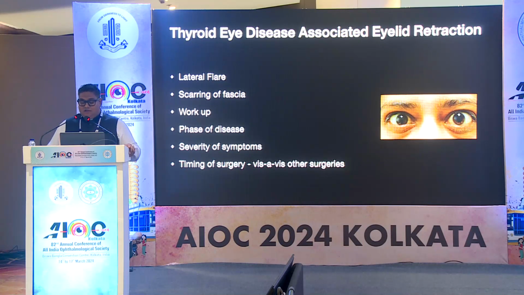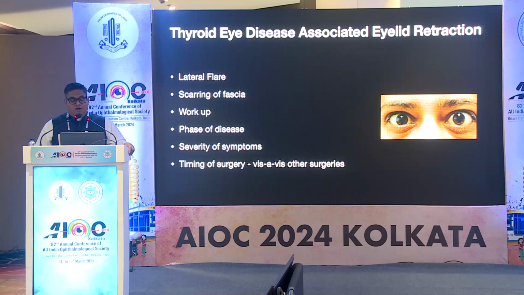The lid retraction is clinically visible by the scleral show that you see superiorly, where typically the lid should rest 1.5 to 2 millimeters below the upper limbus, but here instead it is resting 2 millimeters above the limbus. The lateral flare occurs because in thyroid eye disease there is initial scarring of the fascia between the lacrimal gland and the levator muscle, which is present superolaterally, causing a superolateral lift in the eyelid, giving it the classical flare.